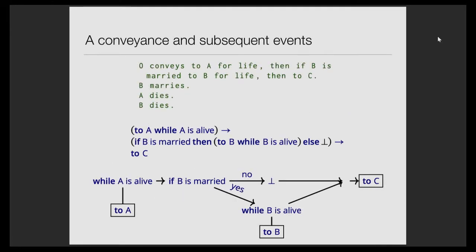So let me put this in a concrete example to make this style of semantics clearer. Here's a slightly more complicated one that shows off all the kinds of nodes. O gives A an interest for life, and then if B is married at that point, B also gets a life interest. And whether it's at the end of B's lifetime or because B was unmarried, C gets a perpetual interest at the end. And then we'll trace through what happens as B marries, and then A and then B die. So that concrete conveyance transforms into this tree. You have A's interest at the left, B's sits on the branch, and C's is at the end.